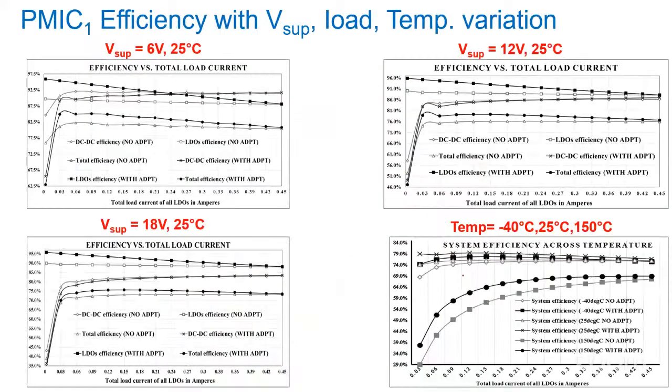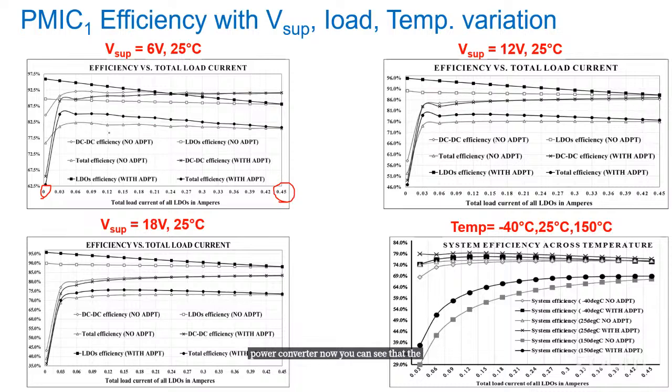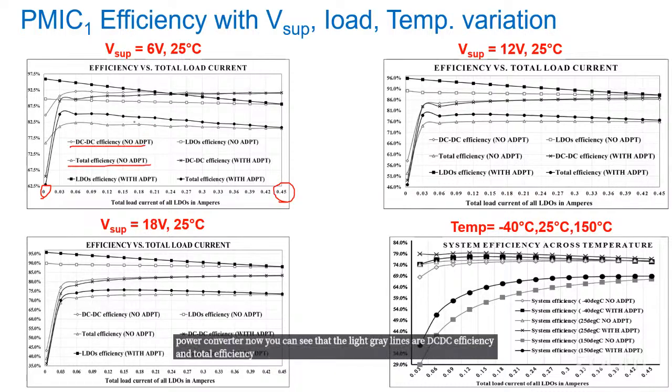Okay, so what did we measure? We could see that clearly the x-axis of all of these curves is load current, going from 0 amperes to about 450 milliampere, and the y-axis is the efficiency of the power converter. The light gray lines are DC/DC efficiency and total efficiency when there is no adaptation.